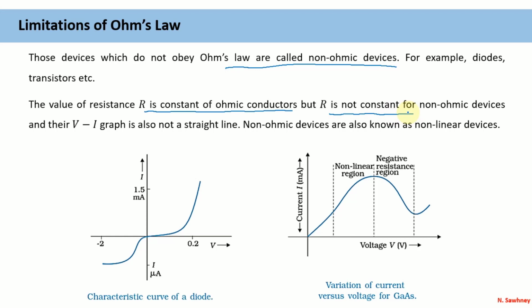Or in other words, we can say that their VI graph, that is potential difference and current graph, is also not a straight line. So non-ohmic devices are also known as non-linear devices. That means V and I relationship is not linear, and even it is not unique, as is given by the graph of a diode. Also for gallium arsenide. But such materials are also widely utilized in electronic circuits.